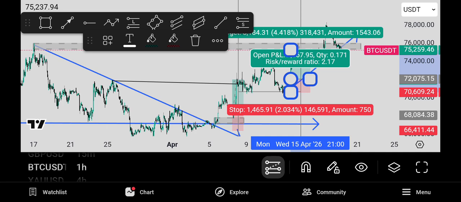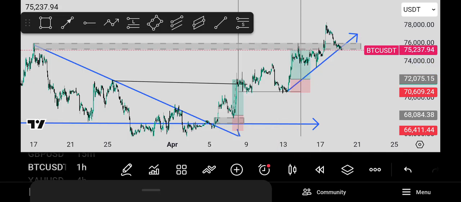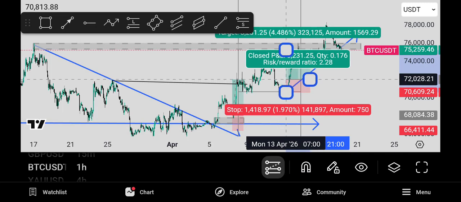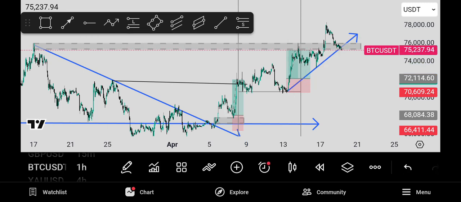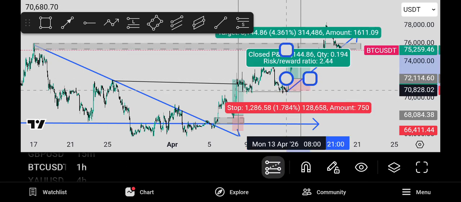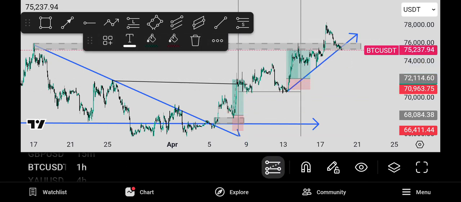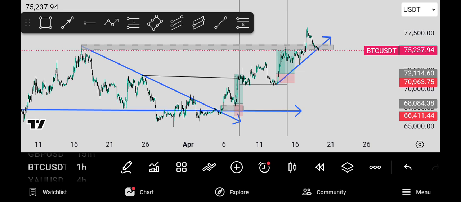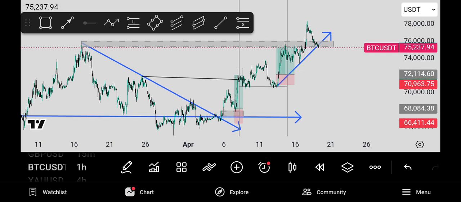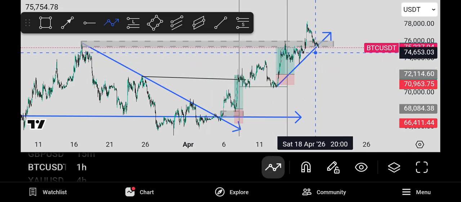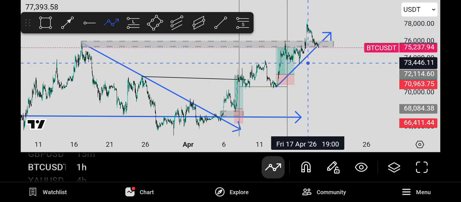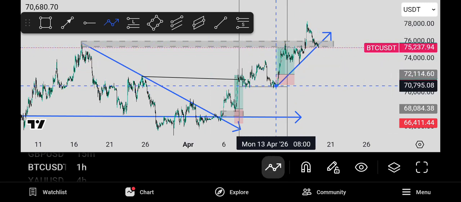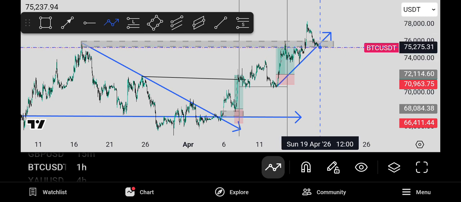Our entry will be here, and our stop loss will be here because we take risks to buy. Then what we have to do is look for selling. Once price comes to this break, if you take a look here, 1, 2, 3, we have almost three touches.